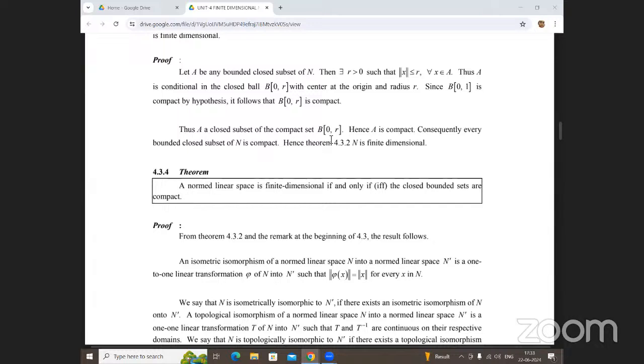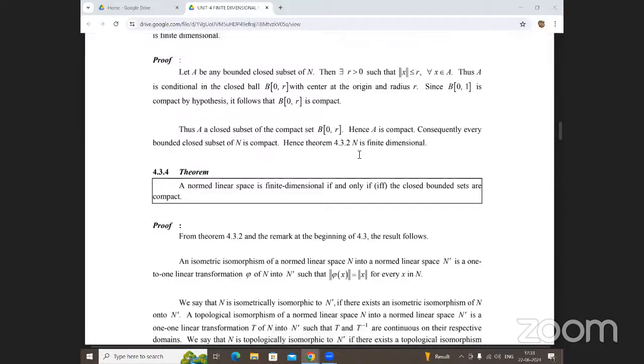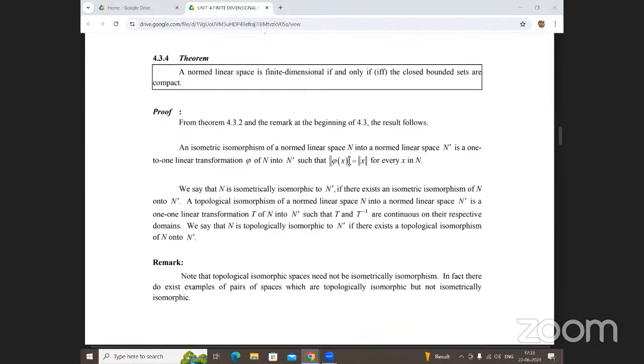Sometimes that question is also given, and also in the same manner that question is repeated in this process. Okay, capital B of 0 and R, hence it is compact. Consequently, every bounded closed subset of N is compact, then automatically N is finite dimensional.